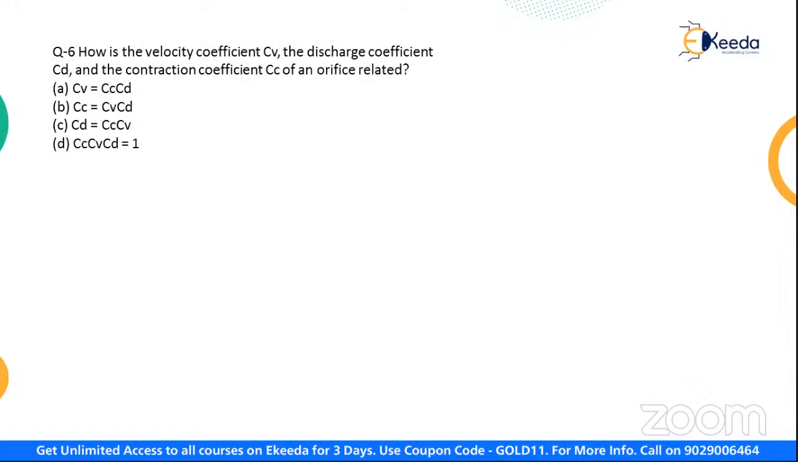So moving on to the next question, that is question number 6. How is the velocity coefficient Cv and the discharge coefficient and the contraction coefficient of an orifice related? Now, whenever we are comparing the theoretical discharge to the actual discharge, we will be using a coefficient of discharge. So if we multiply the coefficient of discharge and the theoretical discharge, we will get the actual value of the discharge. Similarly, if we are multiplying the theoretical velocity with the coefficient of velocity, we will get the actual velocity. So the actual velocity will be obtained as this formula.